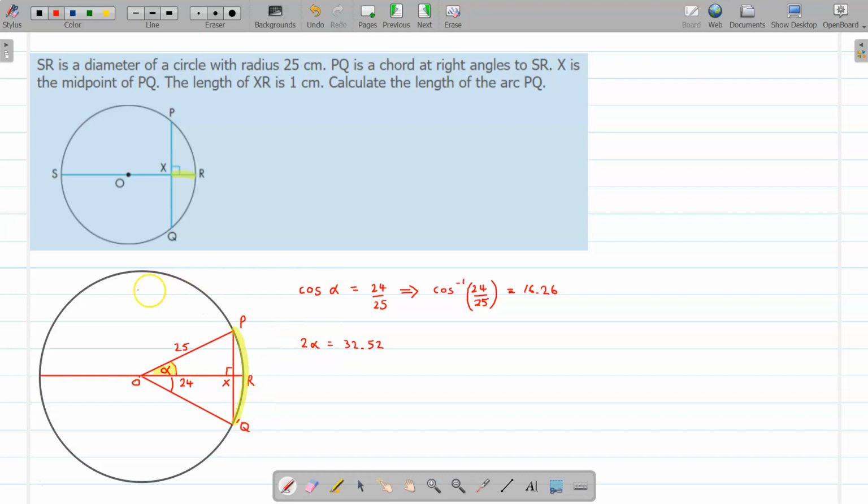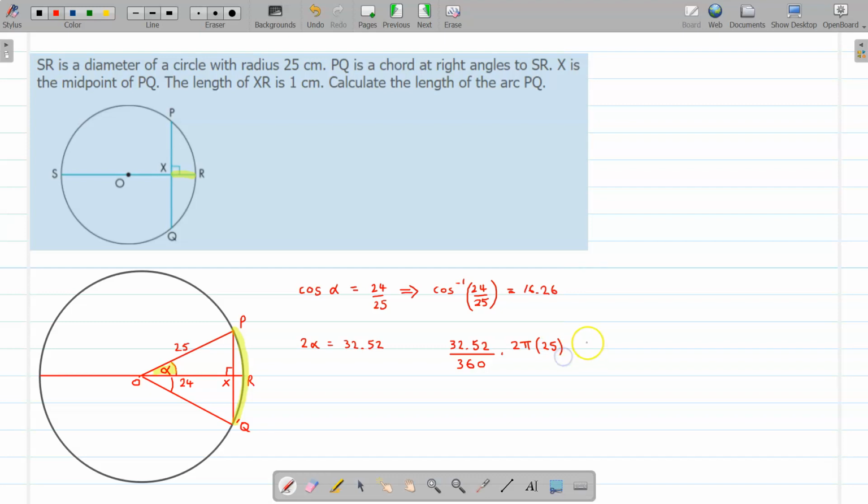Now the whole circle is 360 degrees, so I need to work out 32.52 over 360 of the circumference of a circle. And you should know that the circumference of a circle is 2 times pi times the radius, which is 25.